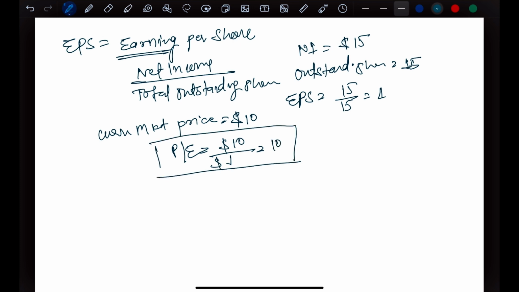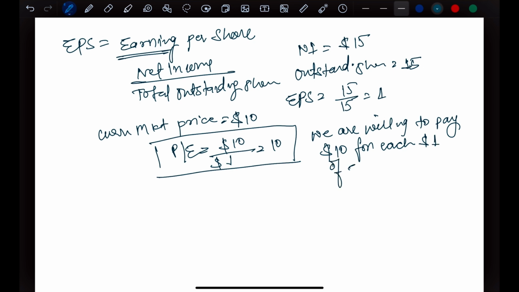Now what does this mean? If we break down the PE ratio, we will understand that we are willing to pay $10 for each $1 of earning. So if the company is getting a profit of $1, we are ready to pay $10 for that $1 of earning. This is the real meaning of the price to earning ratio.